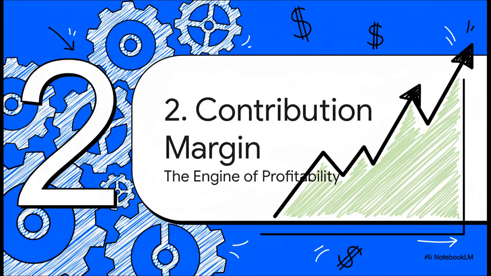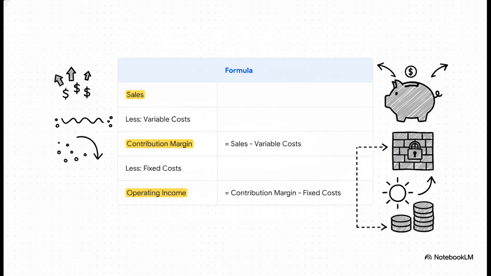With that foundational framework in place, we now turn to the concept that is truly central to all CVP calculations, the contribution margin. You can think of this as the primary engine of profitability within the entire CVP model. To isolate the contribution margin, we use a specific format for the income statement, often called, appropriately, the CVP income statement. Now, notice how this differs from a traditional statement.